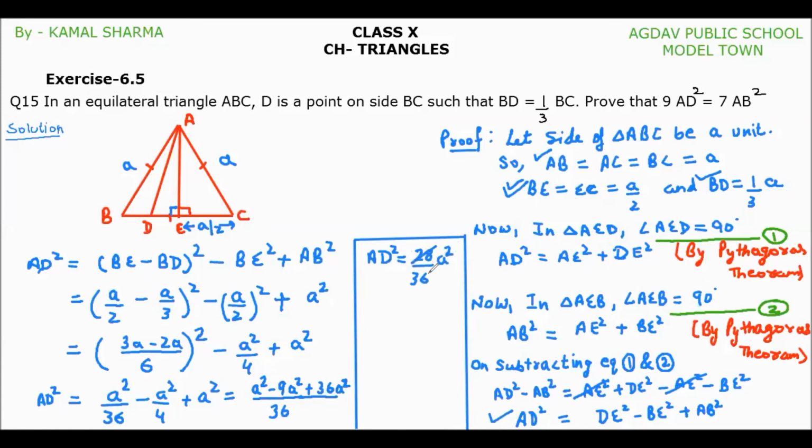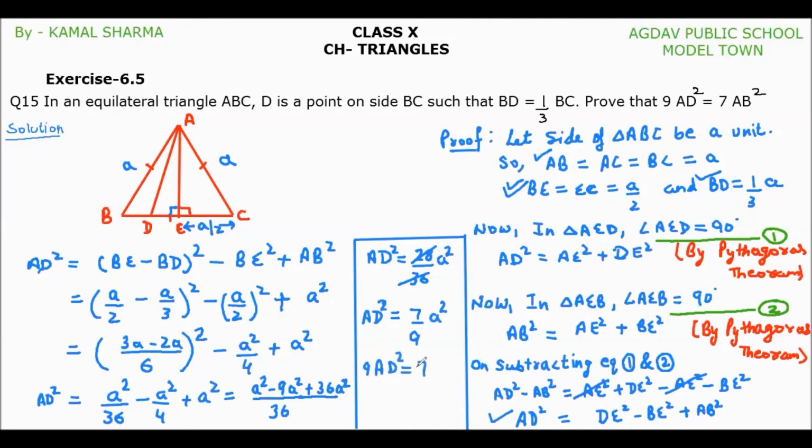When I cancel them and solve it in the simplest form, I can write it as 7 by 9 A square. I have cancelled them using the table of 4. So I'll get AD square equals 7 by 9 A square. Now this 9 will go there, so 9 AD square equals 7 A square.